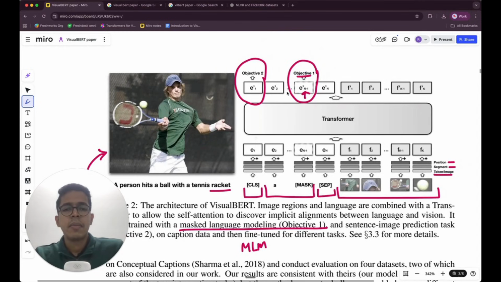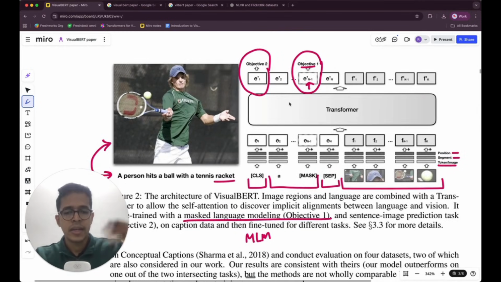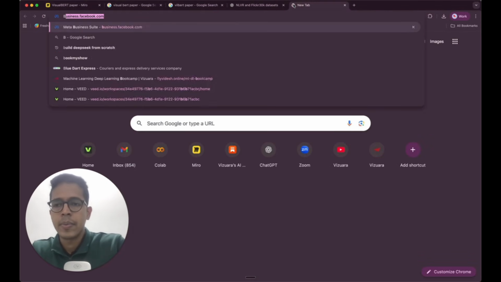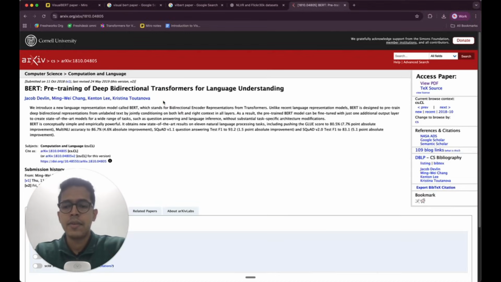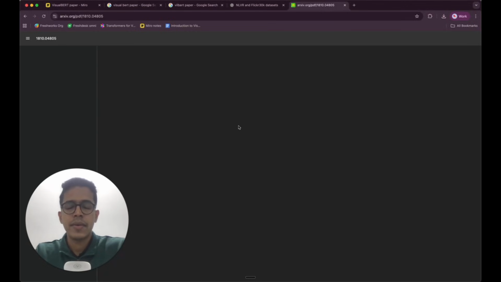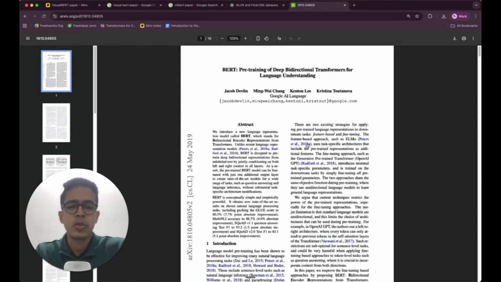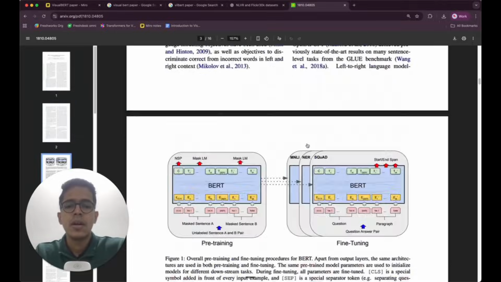And you can use the mask tokens, which were originally part of the masked language modeling in BERT. Actually, let me show you the BERT paper in case you don't remember. It has almost 150,000 citations. It's probably one of the most famous papers in the history of AI.